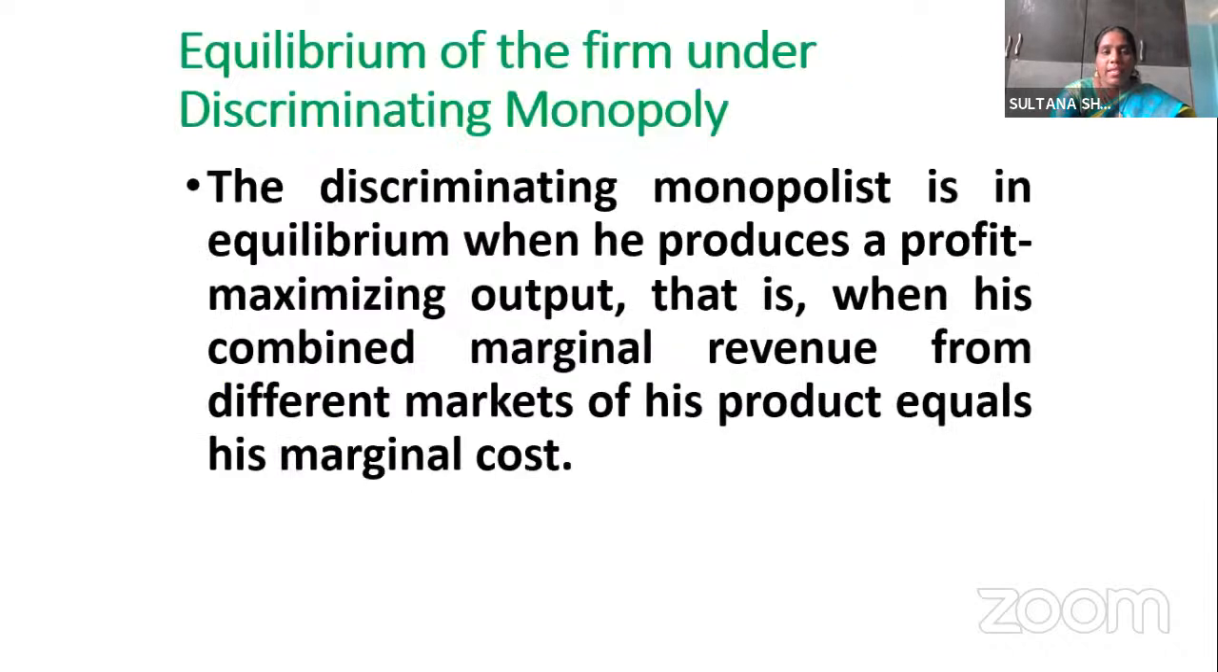Okay, so let us see. Equilibrium of the firm under discriminating monopoly. The discriminating monopolist is in equilibrium when he produces a profit maximizing output, that is, when his combined marginal revenue from different markets of his product equals his marginal cost. We know the equilibrium condition is nothing but marginal cost equal to marginal revenue. When the firm is in equilibrium, it means getting maximum profits.